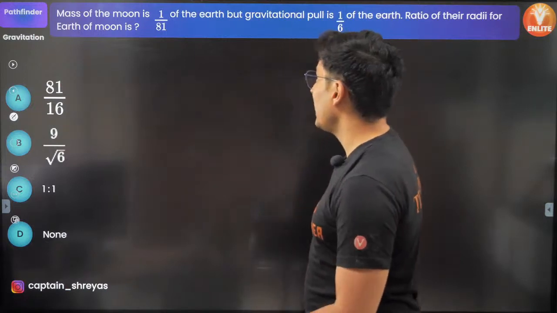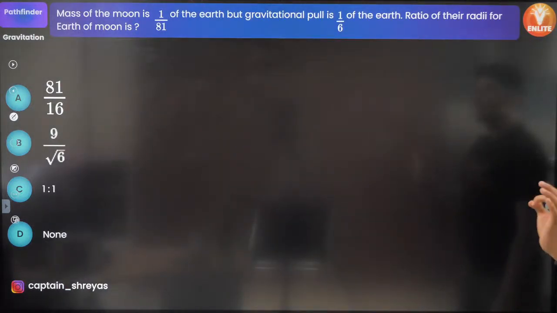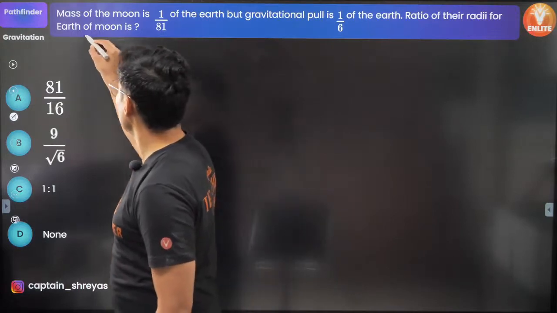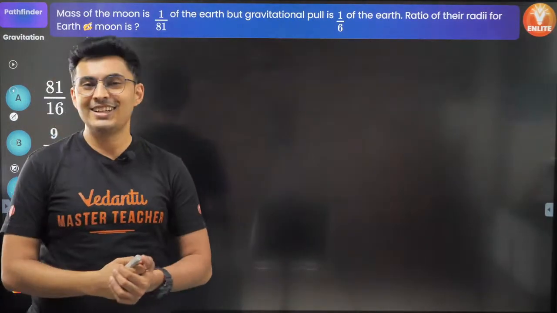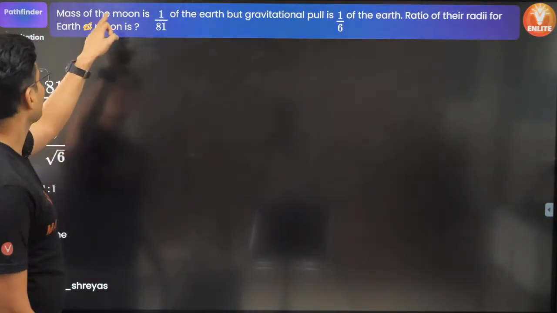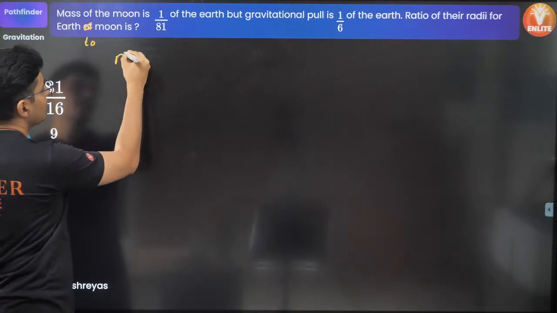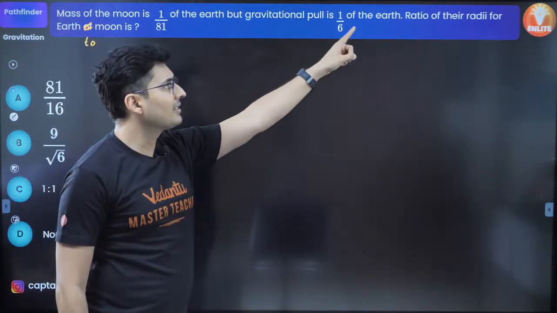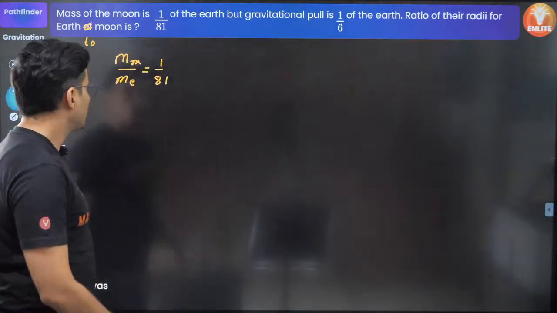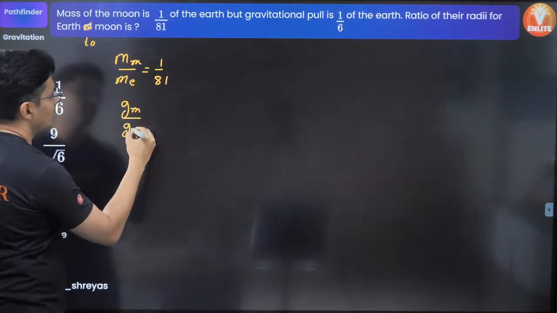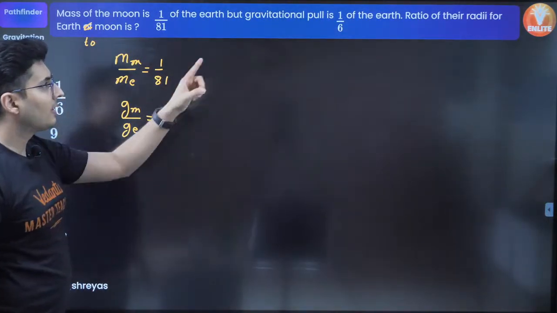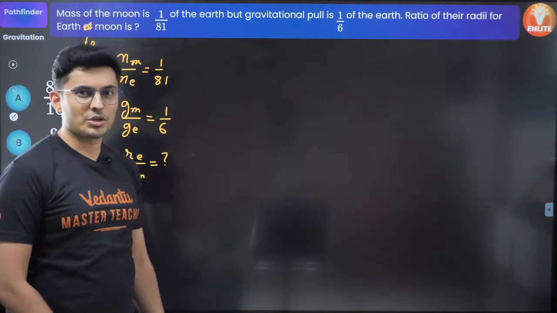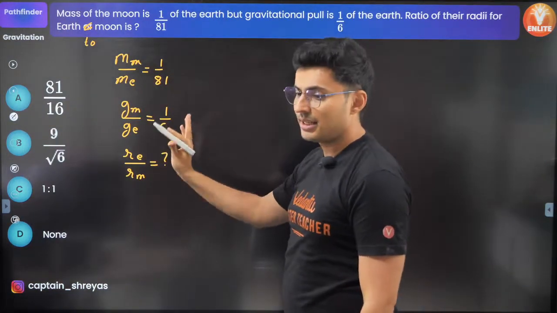Mass of the moon is 1/81th of the earth, but gravitational pull is 1/6th of the earth. Ratio of the radii of earth to moon. It should be earth to moon, how much? Let's see what is given in the question first. Mass of the moon upon mass of the earth is 1/81. That is given. Pull is 1/6th of earth, means acceleration due to gravity on the moon upon acceleration due to gravity on the earth is 1/6th. Ratio of the radii of earth and moon is how much? This is the question. Read it carefully. You will understand what it means numerically.